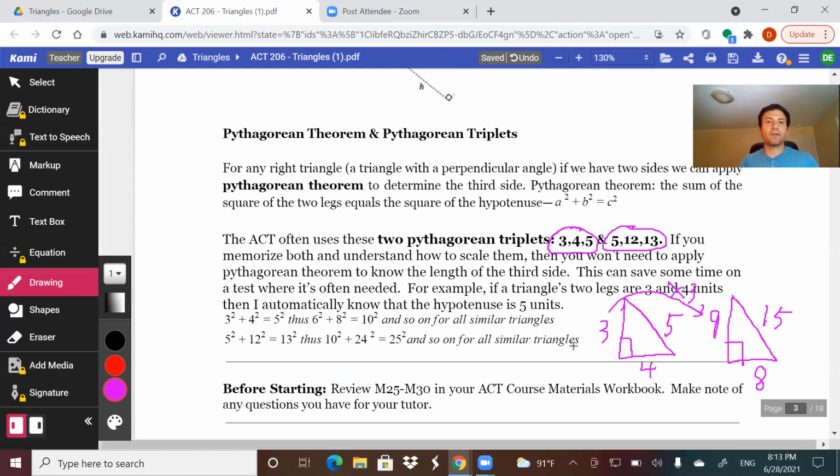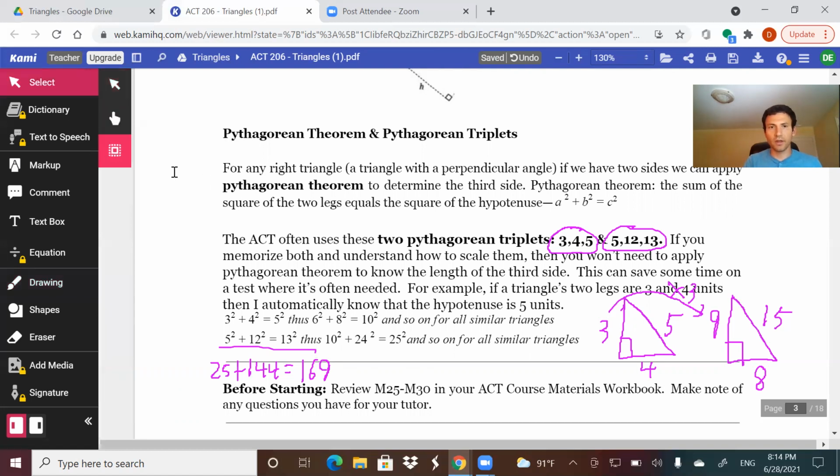The other common Pythagorean triplet is a 5, 12, 13. If you think about it, 5 squared is 25, 12 squared is 144. You add those together, you get 13 squared, which is 169. So those are helpful to keep handy.